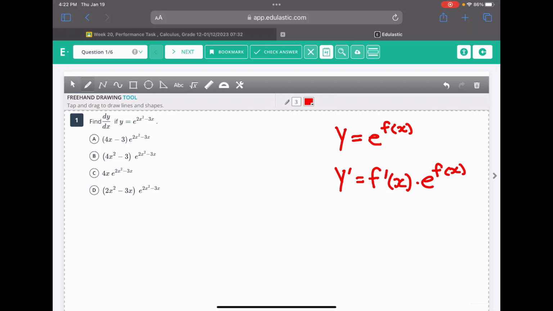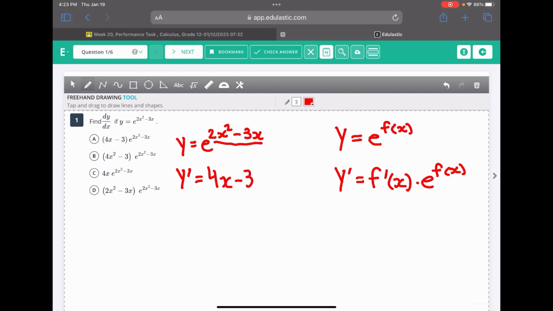So y equals e to the power of 2x² minus 3x. Now we want to find the derivative of that, which is y prime. If we follow the steps as I depicted over here, we need f prime of x, and f of x in this case is 2x² minus 3x. So the derivative using the power rule would be 4x minus 3.